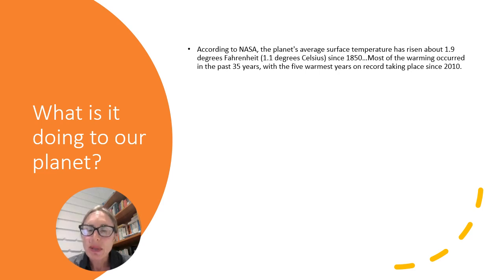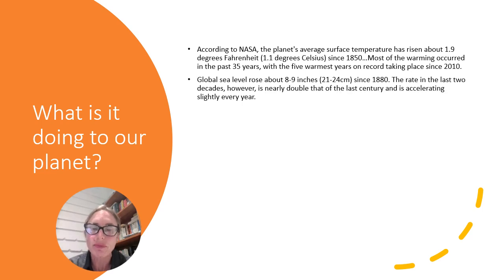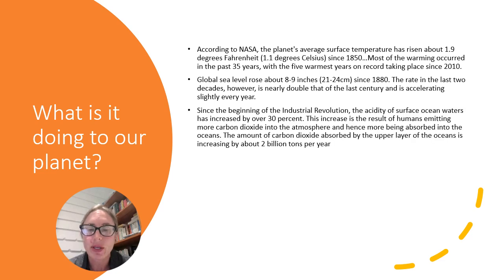Well, according to NASA, the planet's average surface temperature has risen about 1.9 degrees Fahrenheit or 1.1 degrees Celsius since 1850. Most of the warming occurred in the last 35 years, with the 5 warmest years on record taking place since 2010. Global sea level rose about 8 to 9 inches, 21 to 24 centimetres since 1880. The rate in the last 2 decades, however, is nearly double that of the last century and accelerating slightly every year. Since the beginning of the Industrial Revolution, the acidity of surface ocean waters has increased by over 30%. This increase is the result of humans emitting more carbon dioxide into the atmosphere and hence more being absorbed into the oceans. The amount of carbon dioxide absorbed by the upper layer of the oceans is increasing by about 2 billion tonnes per year.